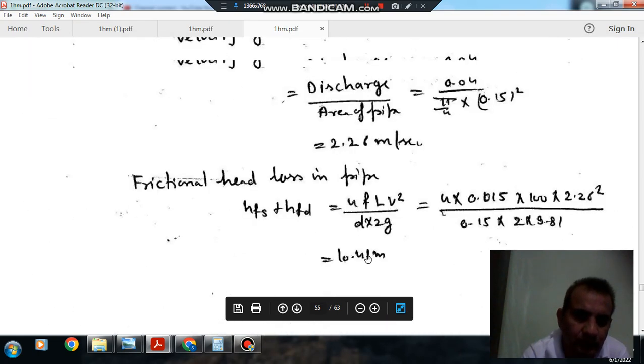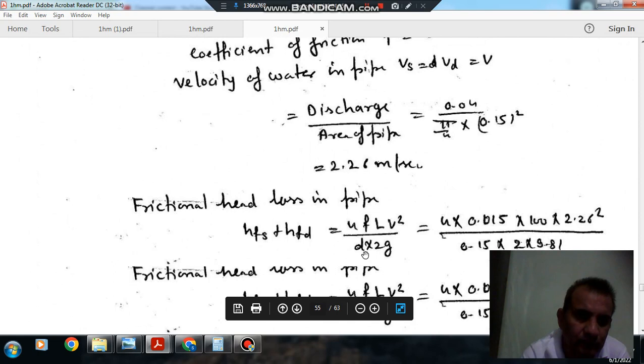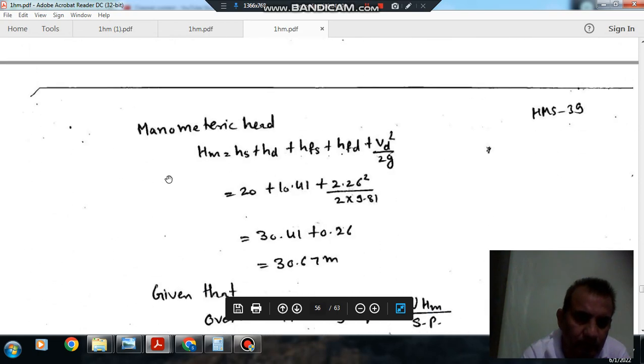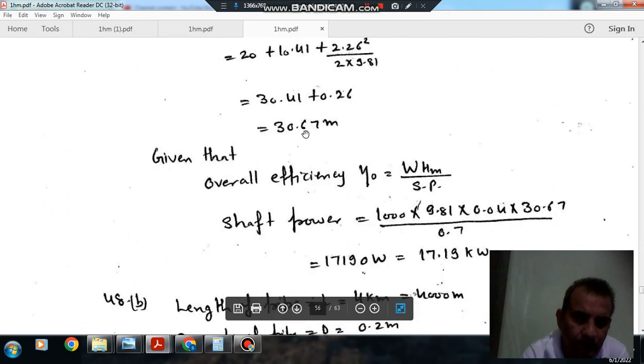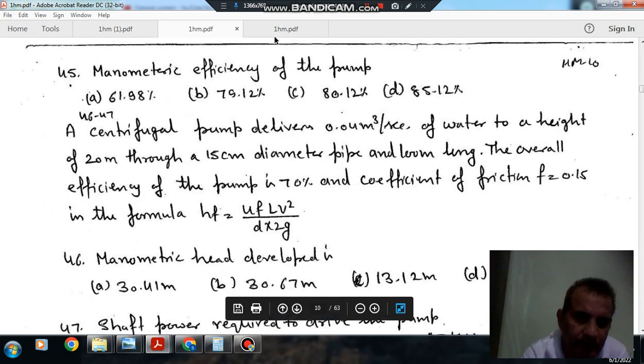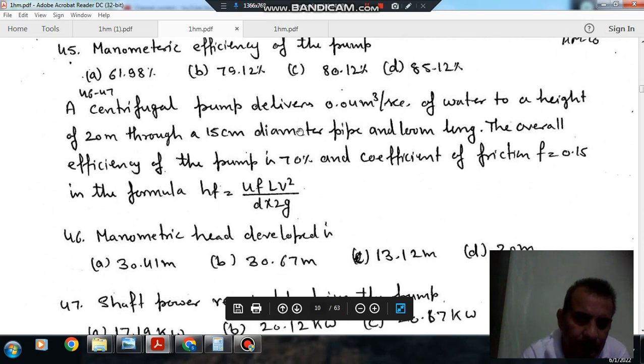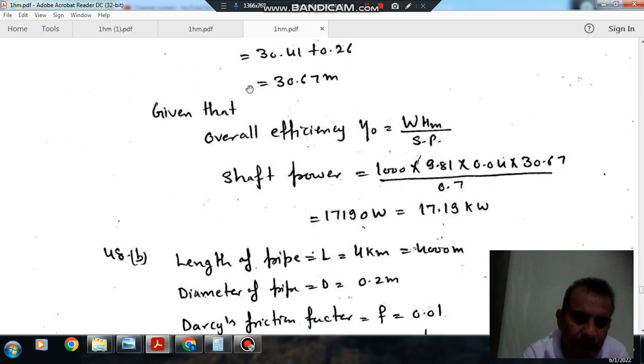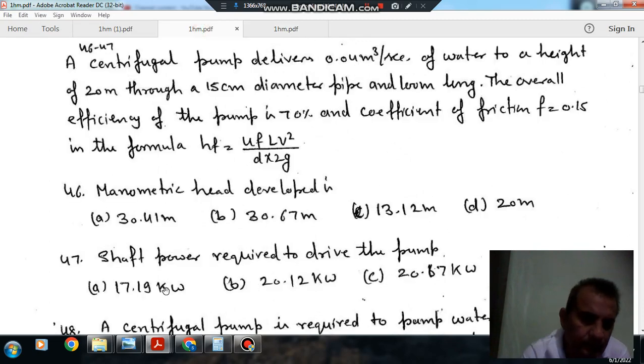So the answer is 17.19 kilowatt. The answer to question number 46 is B, that is 30.67, and the answer to question number 47 is A, that is 17.19.